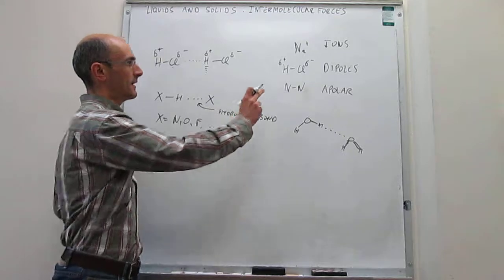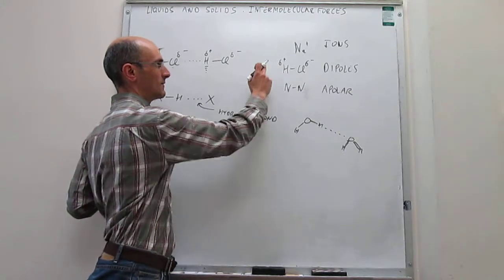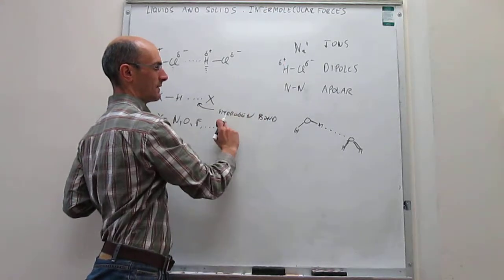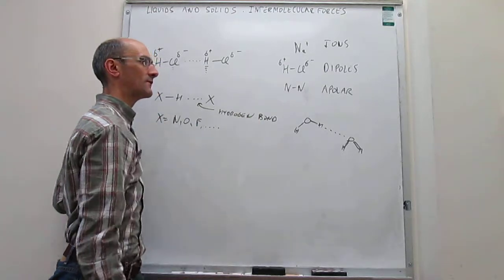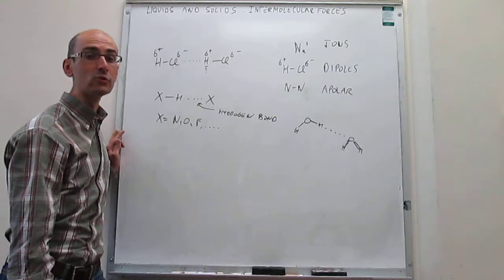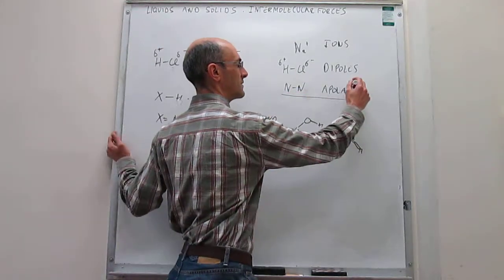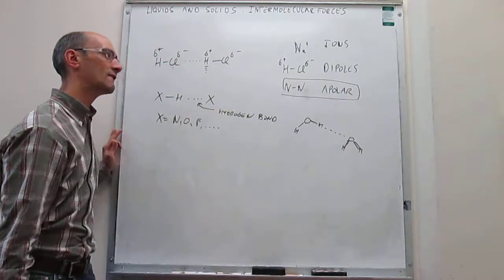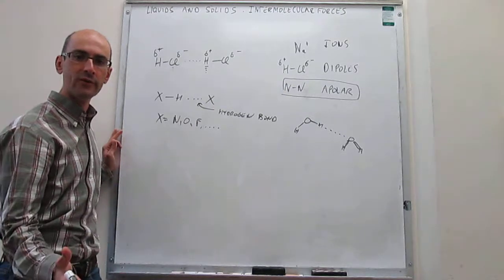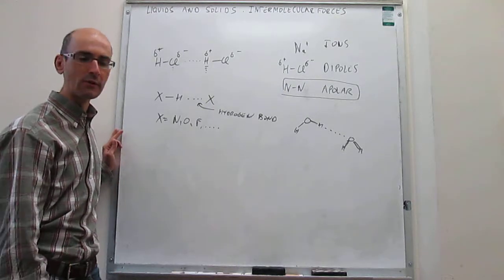So we have studied interactions between dipoles, we have studied interactions between ions, and we've said that the hydrogen bond is a special type of dipole-dipole interaction which is unusually strong. We still have to see what type of intermolecular forces you have between molecules that are neither ions nor have a dipole moment.